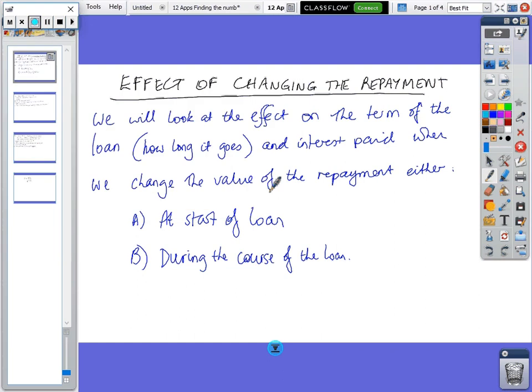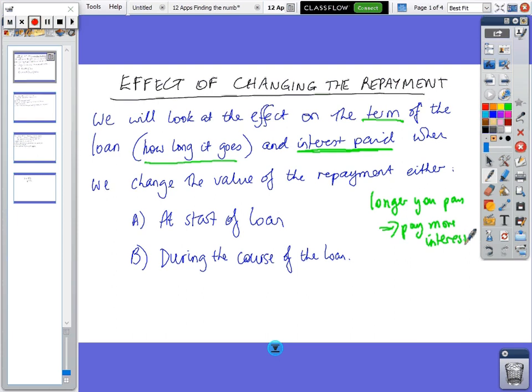So in this video, we're going to be looking at the effect of changing the repayments, and this is what naturally happens. You don't have the same payments all the way through. So we're looking at the effect on the term of the loan, whether it's going to change to a shorter time or a longer time, and obviously how much interest you pay, because the longer you pay, you must pay more interest. That's what you'll be finding.